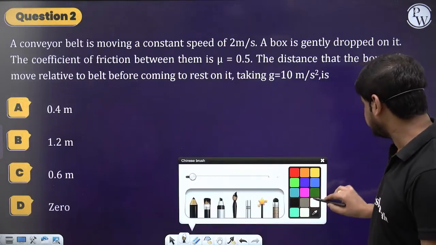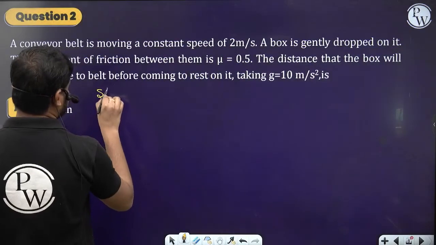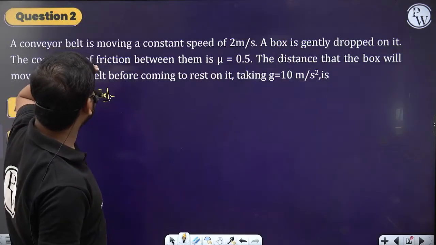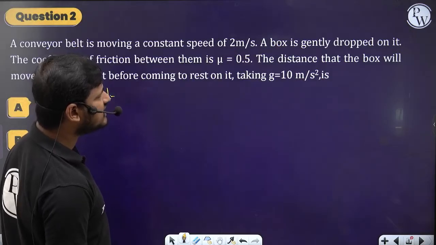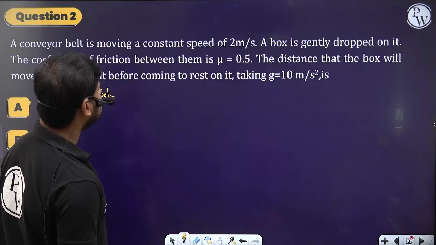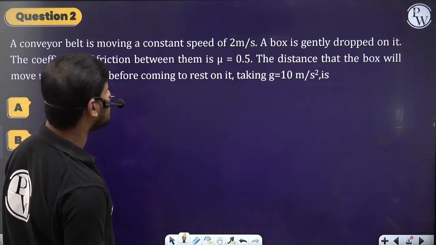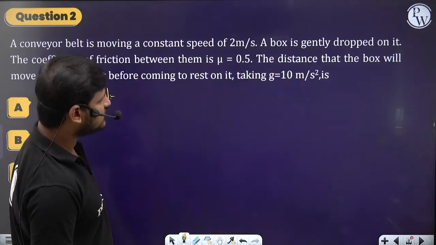Next one, question number 2. So what does the question say here? A conveyor belt is moving at a constant speed of 2 meters per second. A box is gently dropped on it. The coefficient of friction between them is mu 0.5. Find the distance that the box will move relative to the belt before coming to rest on it. See here.